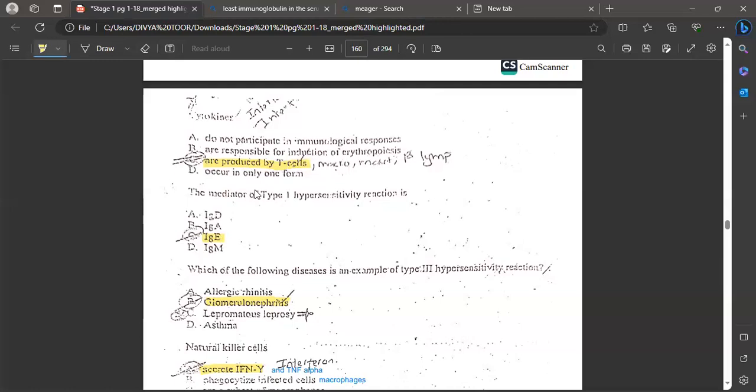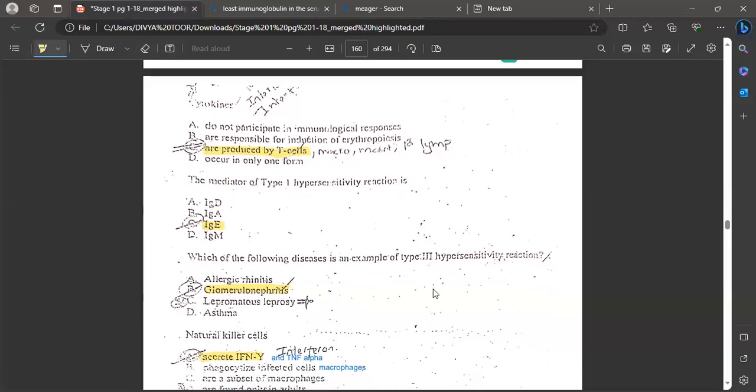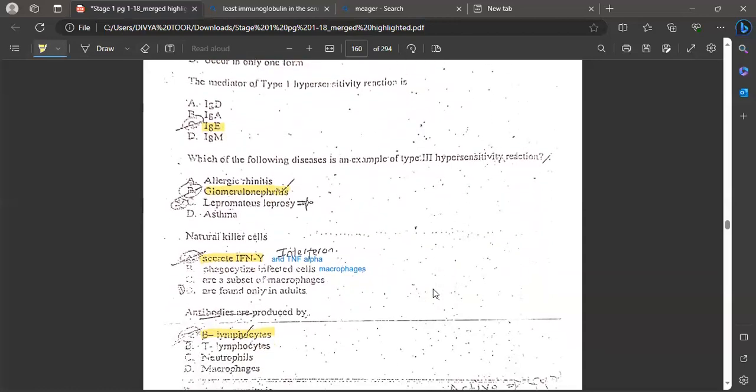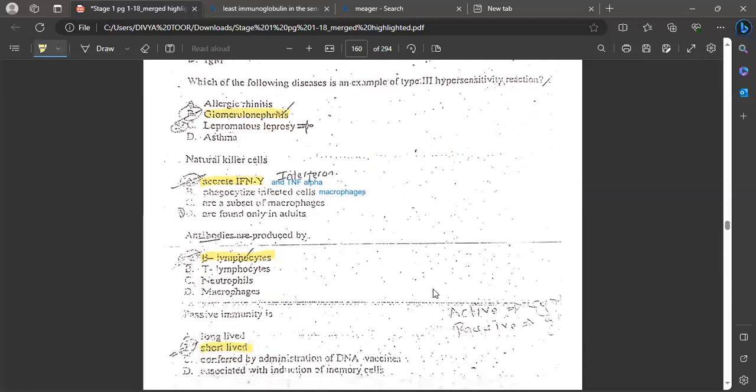Okay. The mediator of type 1 hypersensitivity is IgE, that's a repeat. Type 3 hypersensitivity reaction examples are one of these three. That name is simple: glomerulonephritis. Natural killer cells secrete interferon gamma. That's gamma.